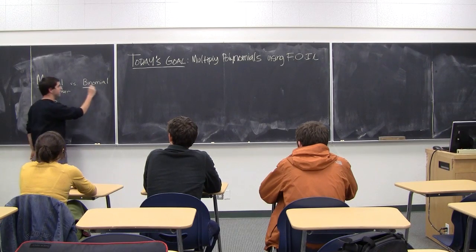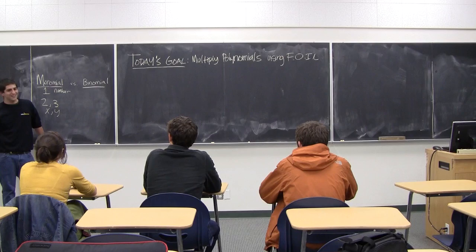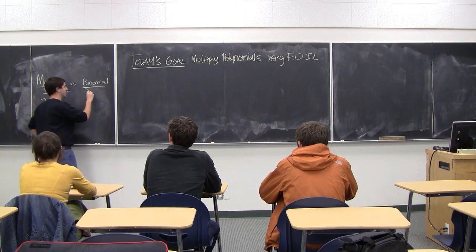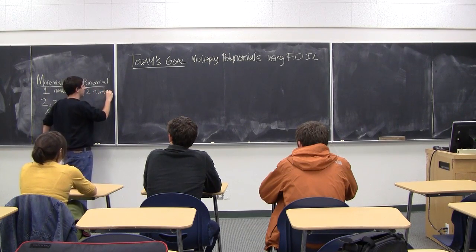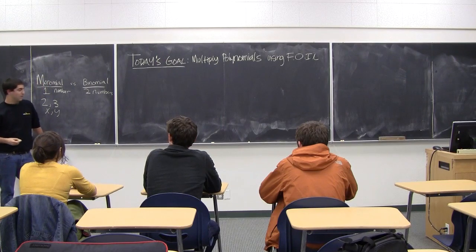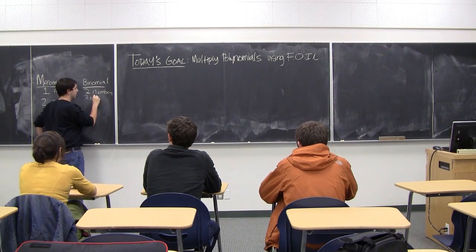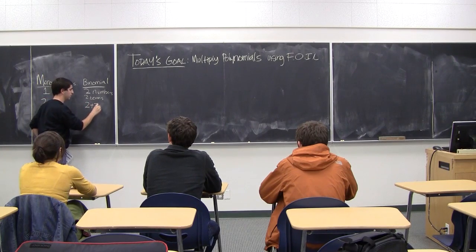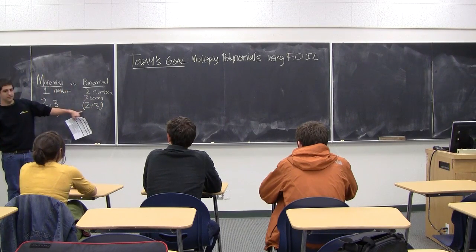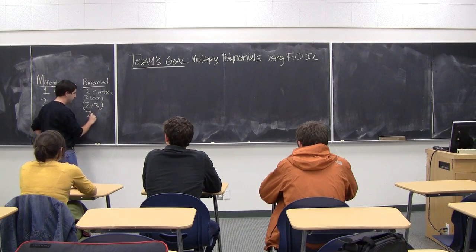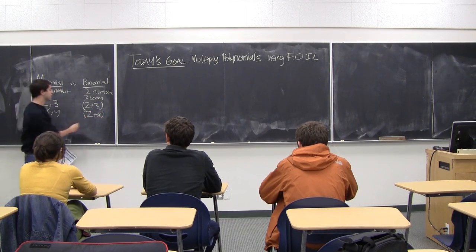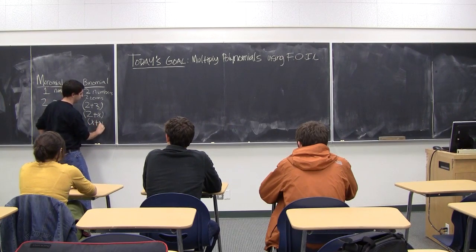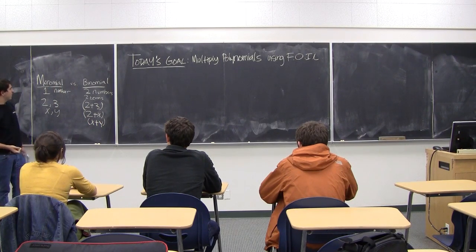And does anyone know what binomial would mean then, since we know what monomial means? Two terms. Exactly. So that's an expression with two terms. You could have two different integers, like 2 plus 3, and you group them together like that. That's a binomial. Or you could have 2 plus x, that's a binomial. Or you could have two variables, like x plus y.